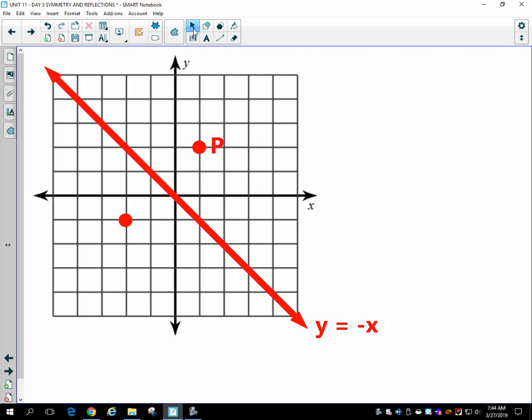So reflecting points is just like counting spaces. Each point has to be the same distance from the line of reflection as its image has to be from the line of reflection on the other side, just like looking into a mirror. I will do some practice in class. If you have any questions, make sure you're ready to ask.